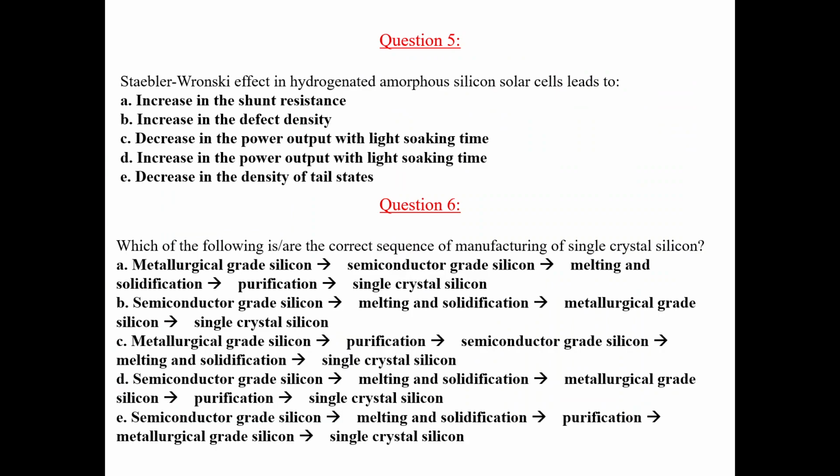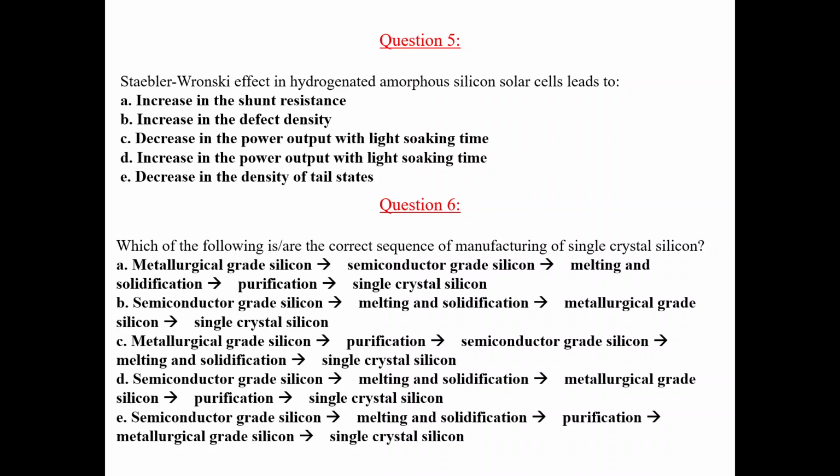The next question is, the Staebler-Wronski effect in hydrogenated amorphous silicon solar cell leads to: increase in shunt resistance, defect density, or decrease in the power output; increase in the power output with light soaking time; or decrease in the density of tail states. Sir, decrease in the power output with light soaking time. First of all, you tell me what is the Staebler-Wronski effect.